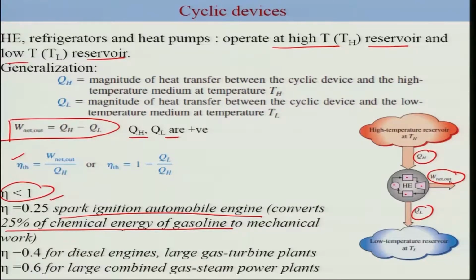So it converts only 25% of the chemical energy to mechanical energy, okay. But eta can be higher for different engines. For example, in the case of a diesel engine, the thermal efficiency is 0.4. In the case of a gas steam power plant, the thermal efficiency is extremely large, 0.6, okay.